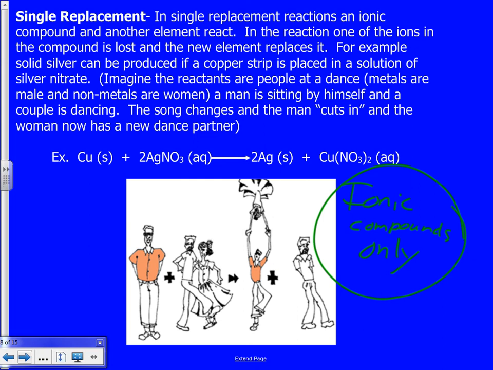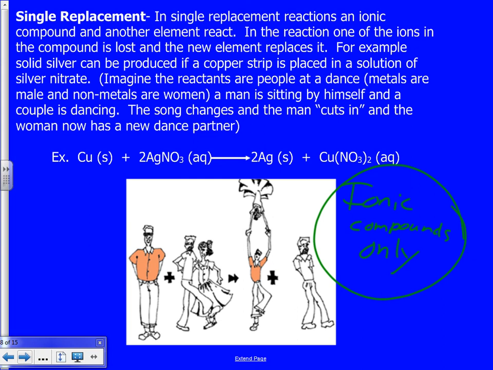Okay, in a single replacement reaction, my reactants are always an element, could be a metal, could be a nonmetal, reacting with an ionic compound. So it's always going to be an element plus an ionic compound. It's going to be a single replacement reaction. Now what happens in this reaction is that single element will replace one of the elements in the ionic compound. Everyone with me so far?